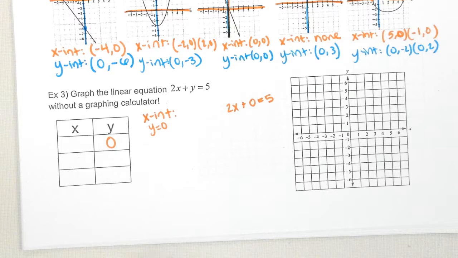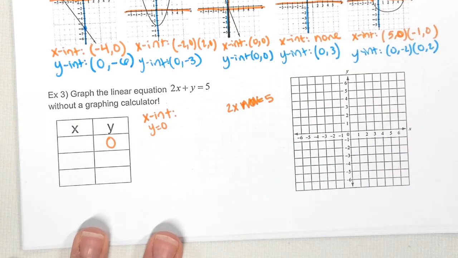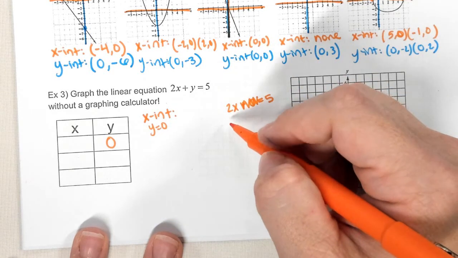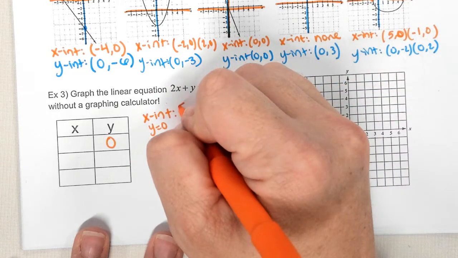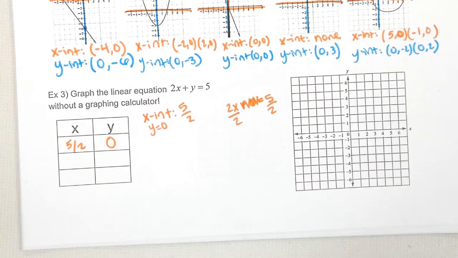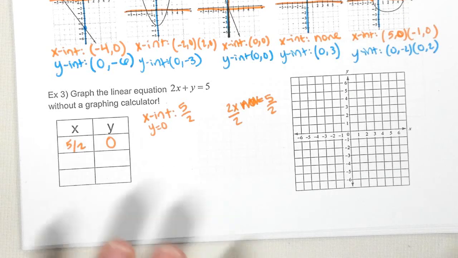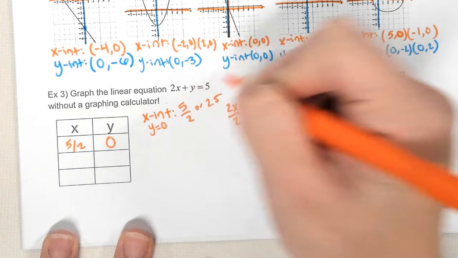Well, plus 0, does that change anything? So I cancel it, and how do I solve now? Divide. And I get x-intercept is 5 over 2, 0, which is not a pretty point, so I'm not going to plot it. It's going to come in handy in just a second, though. What's 5 over 2 as a decimal? 2.5.